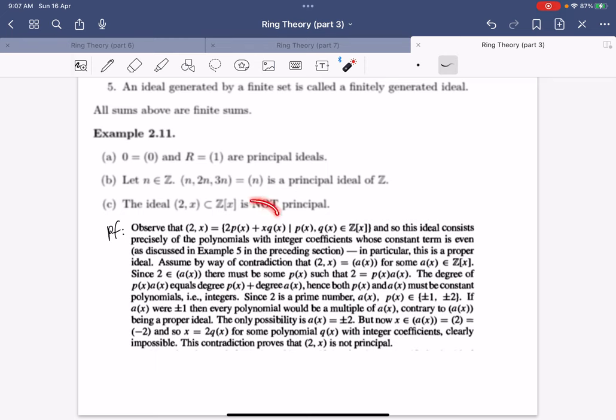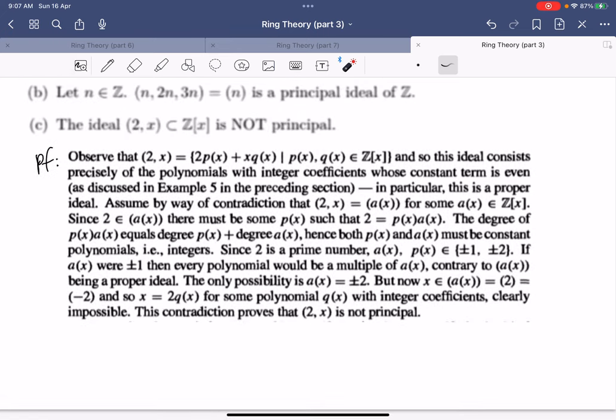And that's because the ideal generated by 2 and x contains all linear combinations 2 times p(x) plus x times q(x) for p and q elements of the set of polynomials with integer coefficients. If we assume that it is principal, then it must equal the ideal generated by some element in this ring. And so since 2 is an element of this ideal, there must be some p(x) such that 2 equals p(x) times a(x). But then you see that the degree here is 0, and so the degrees here and here must be 0 also. So this and this must be constant.